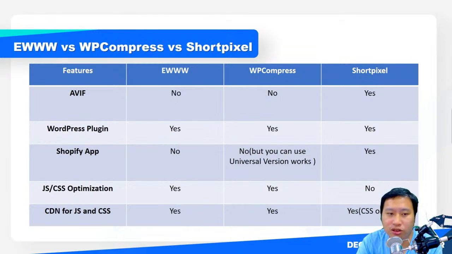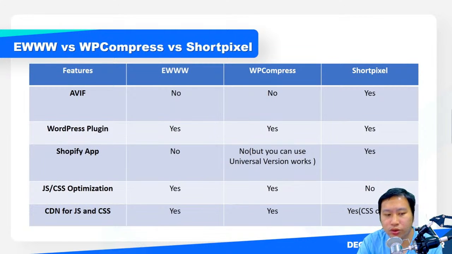So next is the WordPress plugin. So all of them have a WordPress plugin, right? All of them have a WordPress plugin. Next is the Shopify app. So U does not have a Shopify app. In fact, it doesn't serve any kind of website except for WordPress, right? So with U, you are a bit restricted over here, right?